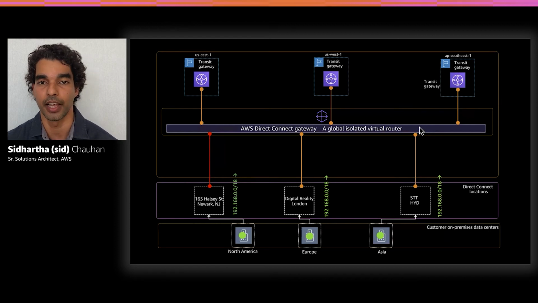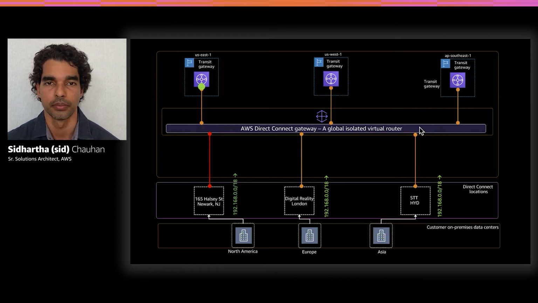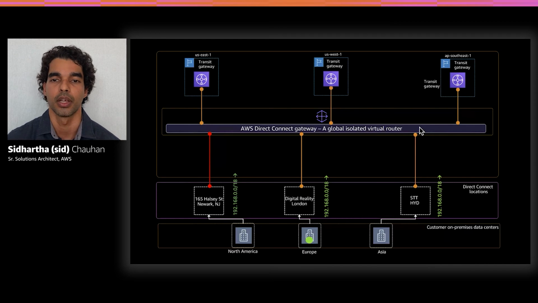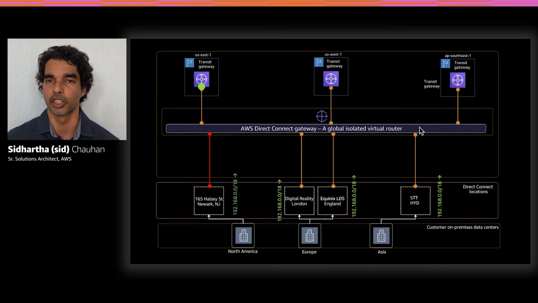Now, if there's a link failure, traffic will take the next nearest path. And this is a logic which is embedded into our backbone. First, we will always choose the associated AWS region, and if that fails, we will choose the next nearest location. Now, there might be a chance where there are 2 locations which are equidistant. In that case, traffic can be load balanced on the 2 different Direct Connect locations.